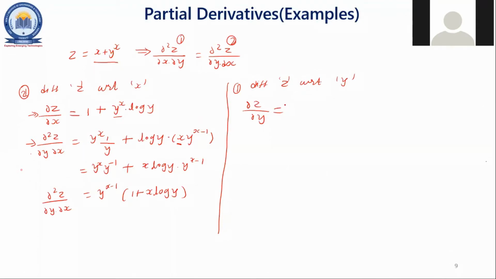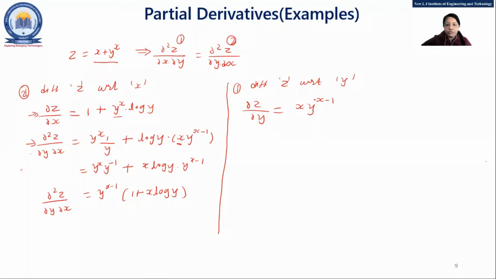x y raised to x minus 1. Okay, differentiating with respect to y, this is the same as the previous one. That is supposed to be constant, so 0 for x, and y raised to x gives x y raised to x minus 1.